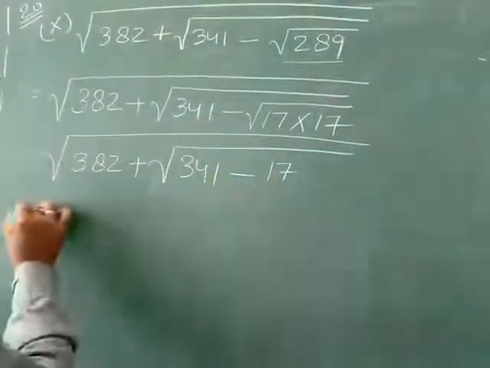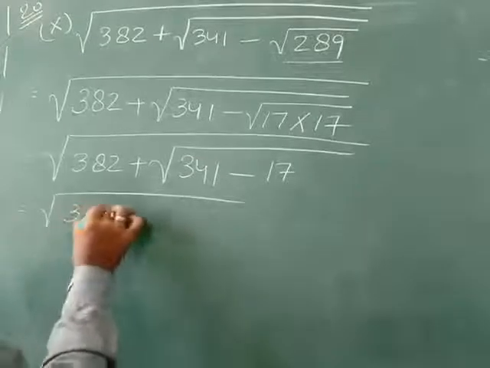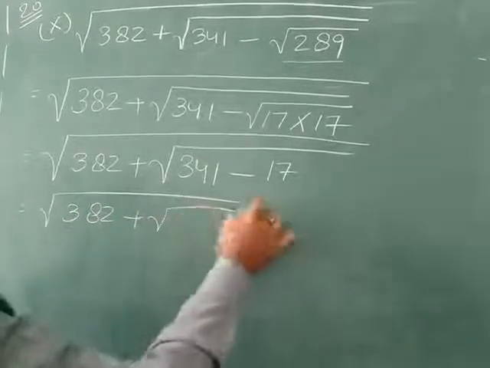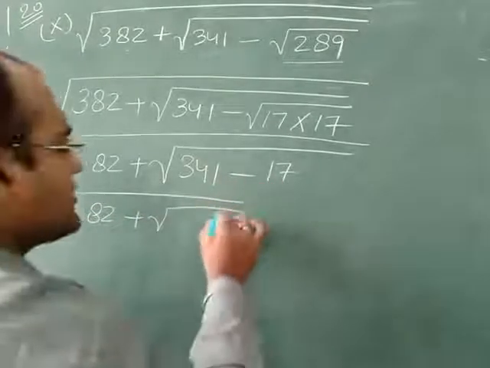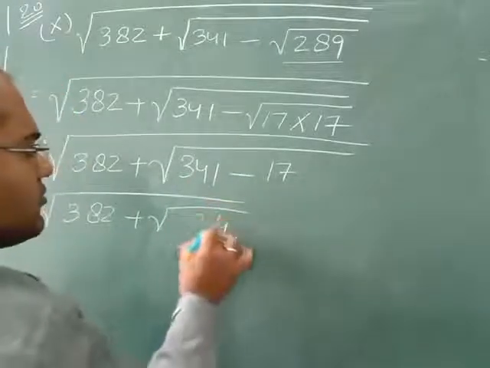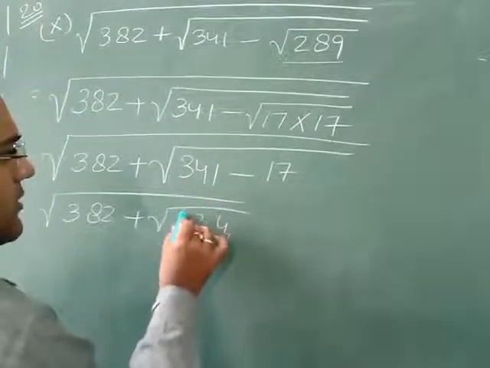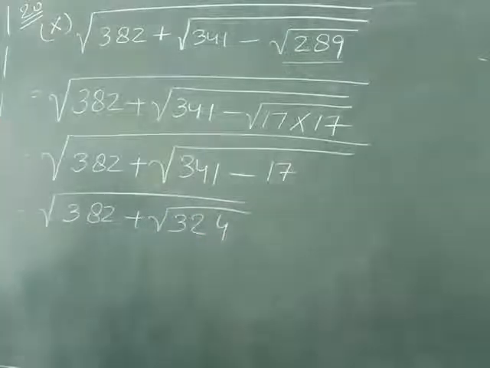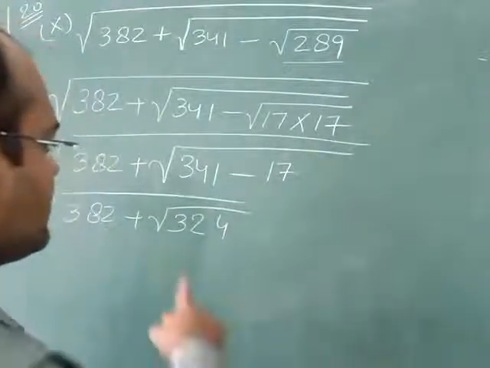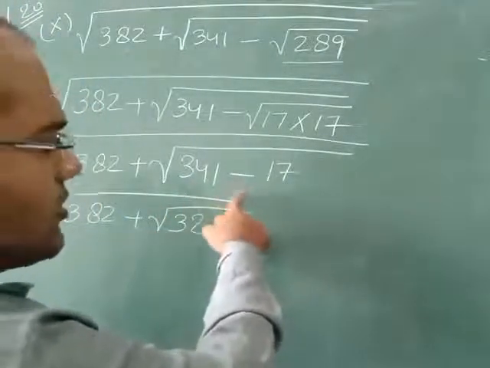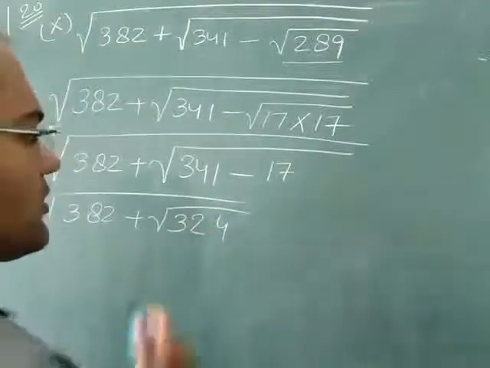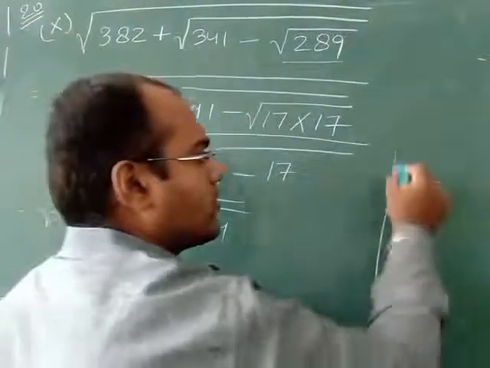Now we will subtract it. 382 plus square root, subtract these numbers, 11 minus 7 is 4, 3 minus 1 is 2, and 3. 324 is the answer on subtracting these two. Now 324 square root you have to find. So what you will do? Division method.